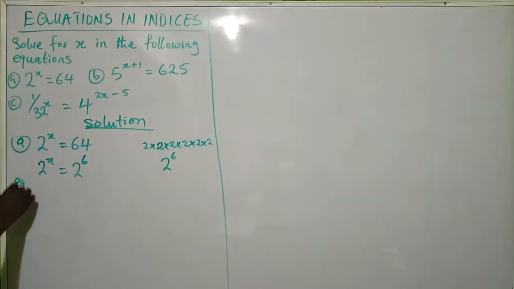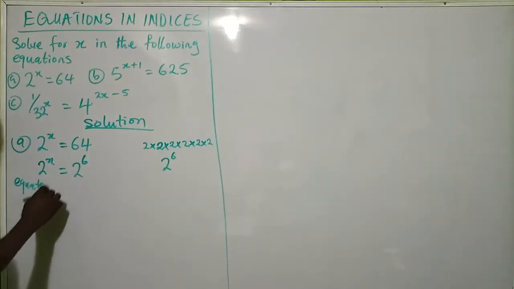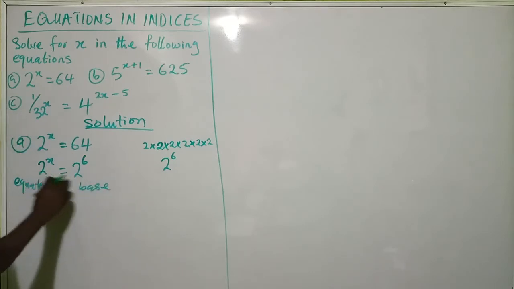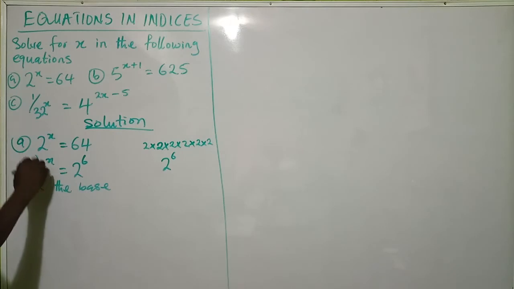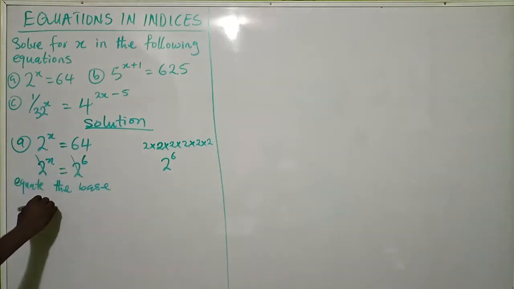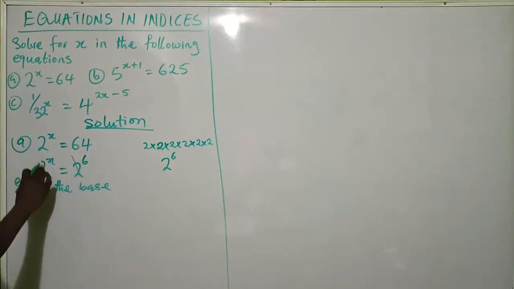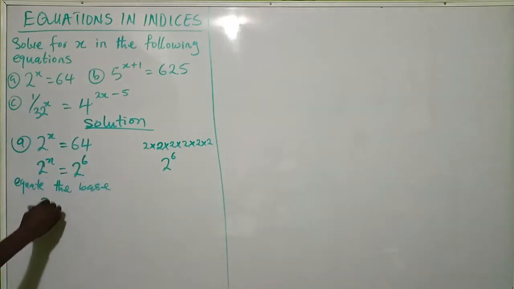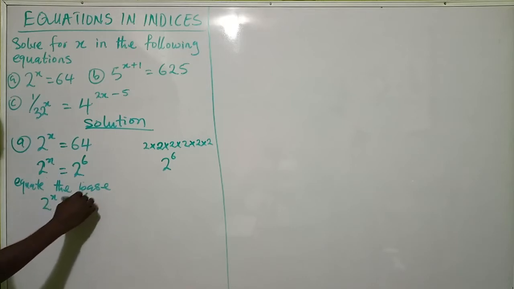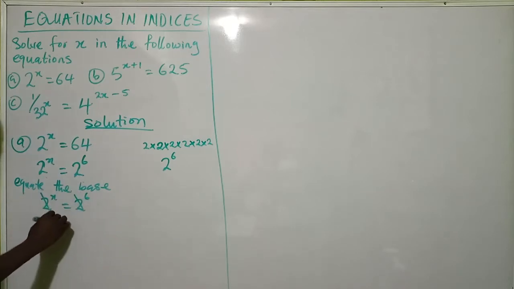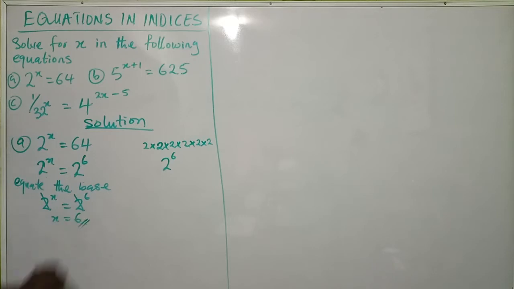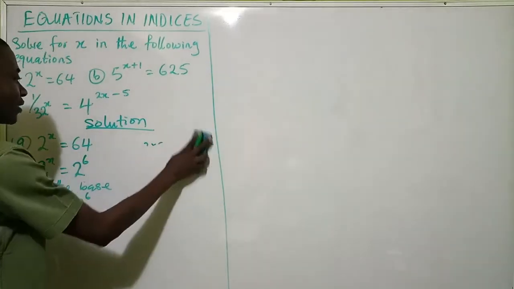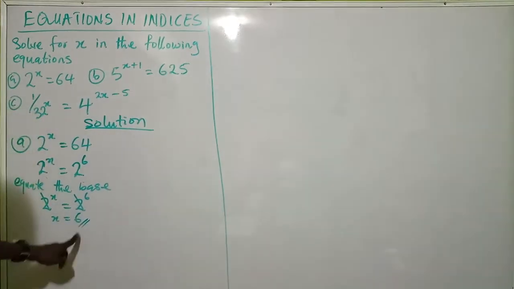I will equate the base. So 2 raised to the power of x equals 2 raised to the power of 6. So equating the base now, x is equal to 6. And that is it. Simple. So we have successfully solved for x in this equation 1. The value of x is 6.